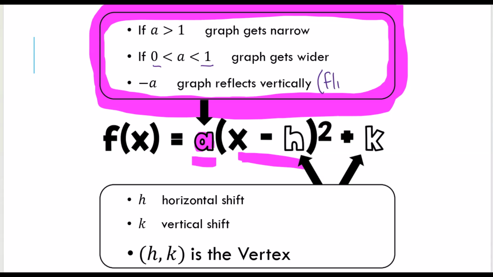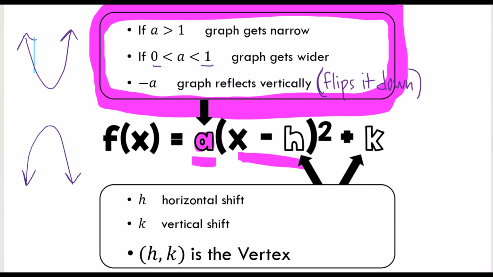And if A is negative, it reflects it vertically, which means it flips it down. So if you want to add this right here, flips it down. Instead of the parabola opening up, if A is negative, it's going to open downward like that. So A affects the width and the direction.